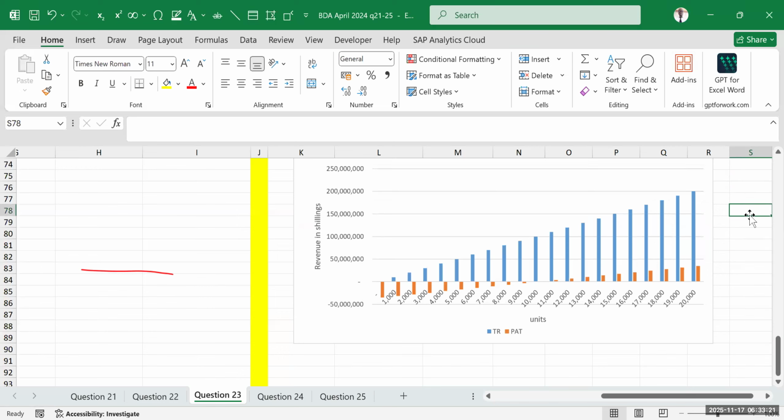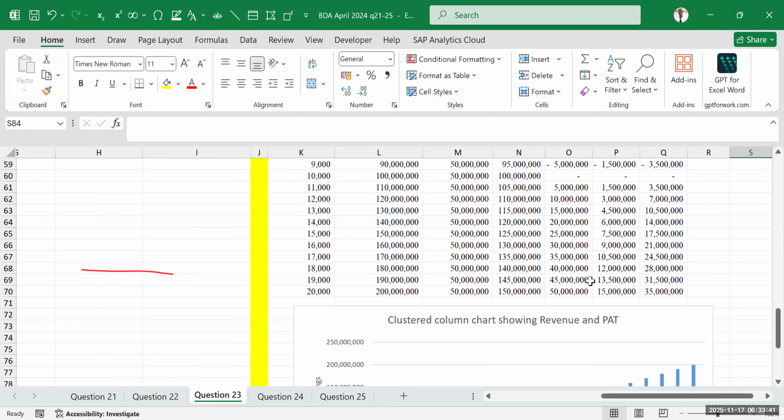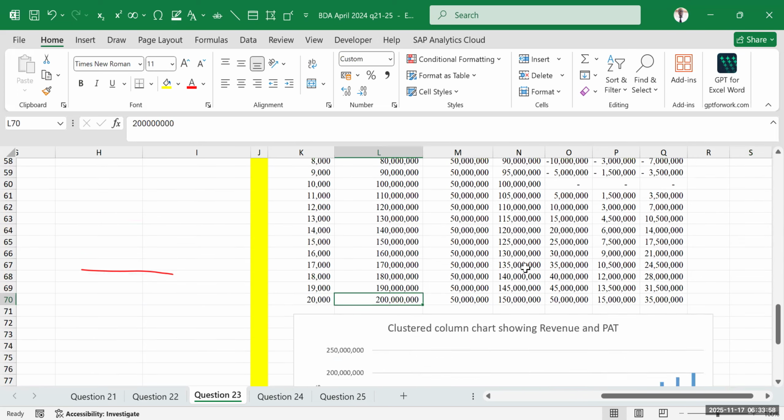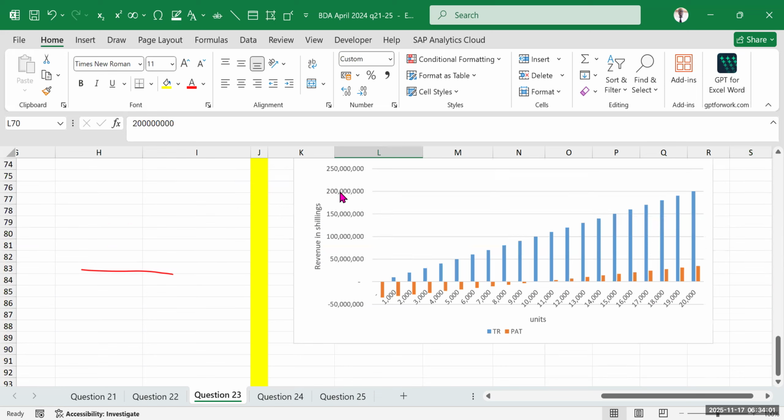You know, at this level, every argument is correct so long as you can justify and convince us. If we check the units, 20,000 units gives us a revenue of 35,000. And if we check in the graph, 35,000 is profit after tax, not revenue. Revenue is 200,000. Oh, 20,000 units is giving us revenue of 200,000.